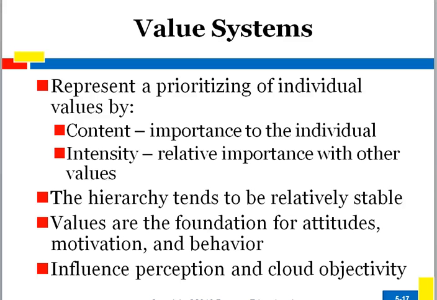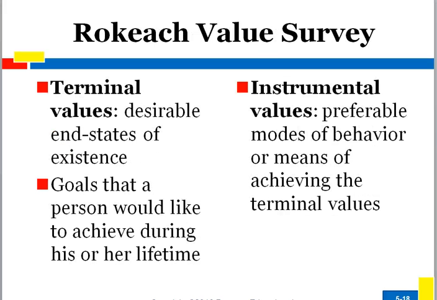Now, a value system represents individuals' values and priorities. So you prioritize your values based on how important the particular value is to you as an individual and how intense the feelings are about it. The way individuals set up their values in order of importance is relatively stable over time and sets a foundation for many work outcomes, such as attitudes, motivation, and behavior. In addition, values are important in the workplace because they can influence an individual's perception and cloud their objectivity. So if you were to list your values in a hierarchy from most important to least important, you can get an idea of your foundation. And this is definitely going to affect how you live your life and how you perform your job.